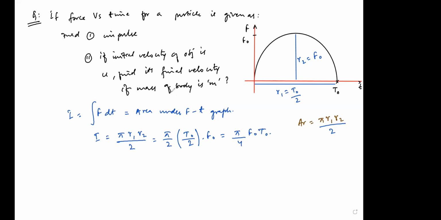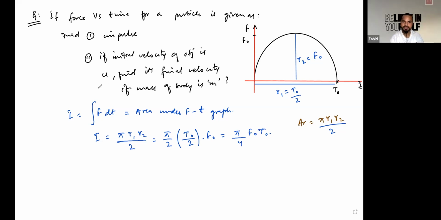In the next part, we have to find the final velocity of the object if its initial velocity is u and mass is m. Using the impulse-momentum theorem, which I explained in the last class, impulse is nothing but change in linear momentum. So impulse is equal to the change in linear momentum, which is mass times final velocity minus initial velocity. We have just calculated the impulse. Just put it here, move this mass to the other side and u to the other side, and you get the value of v. Try to simplify it.